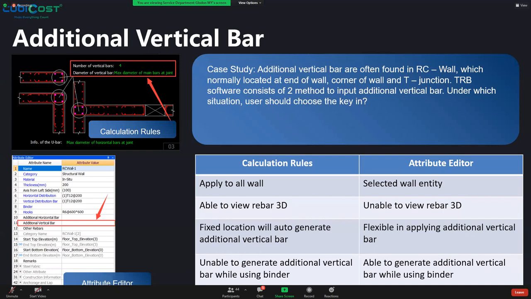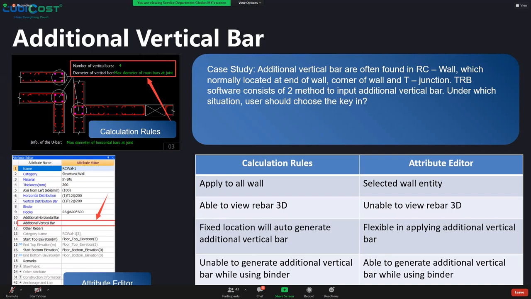You need to use this attribute editor additional vertical bar, because with this function, it provides you the flexibility on which wall you want to set to have additional vertical bar. So based on this difference, you can tell which one to use when you want to capture additional vertical bar.